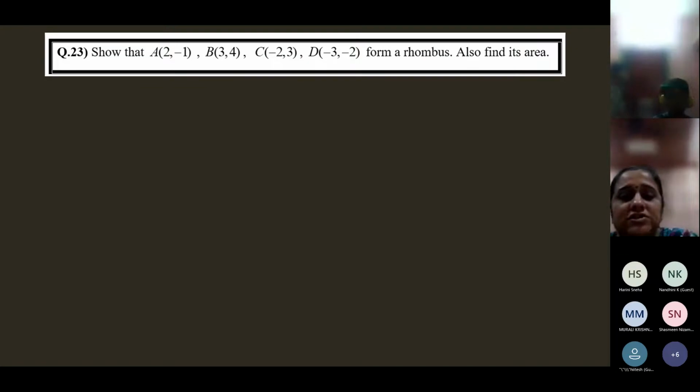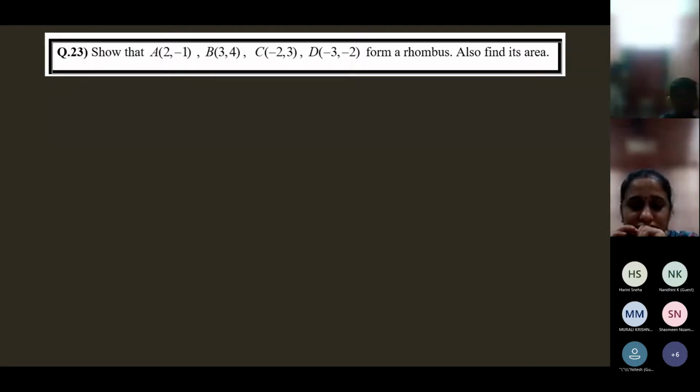So here we'll have to show that these points form a rhombus. And we also have to find its area. So what's the formula to find the area of a rhombus? What is the formula to find the area of a rhombus? What is the formula to find the area for a rhombus? You don't want to say or you don't know?